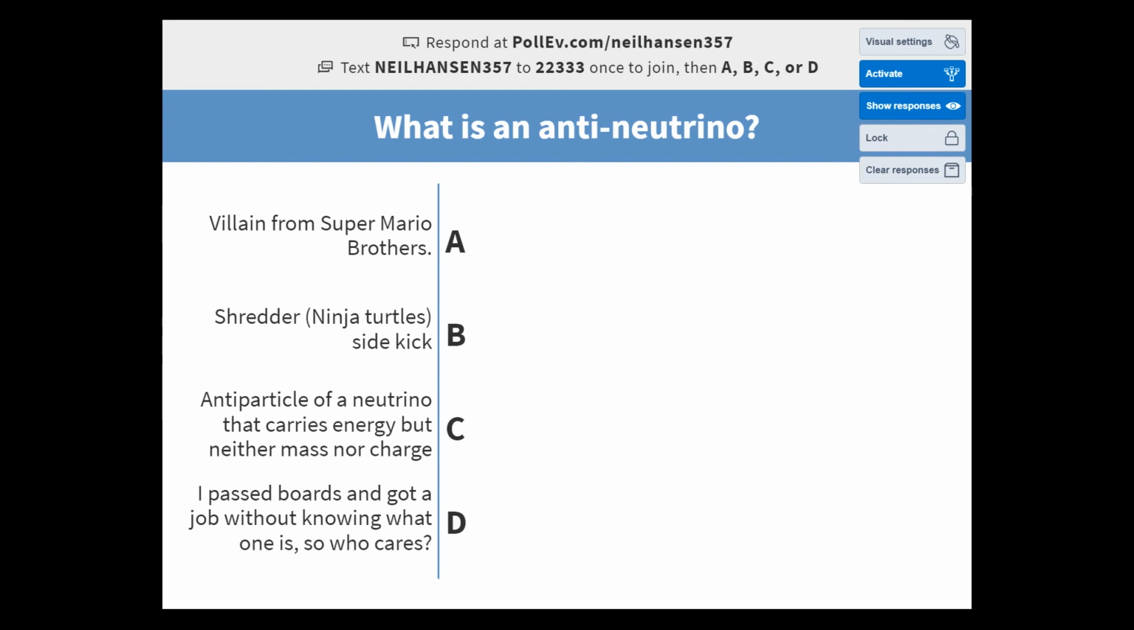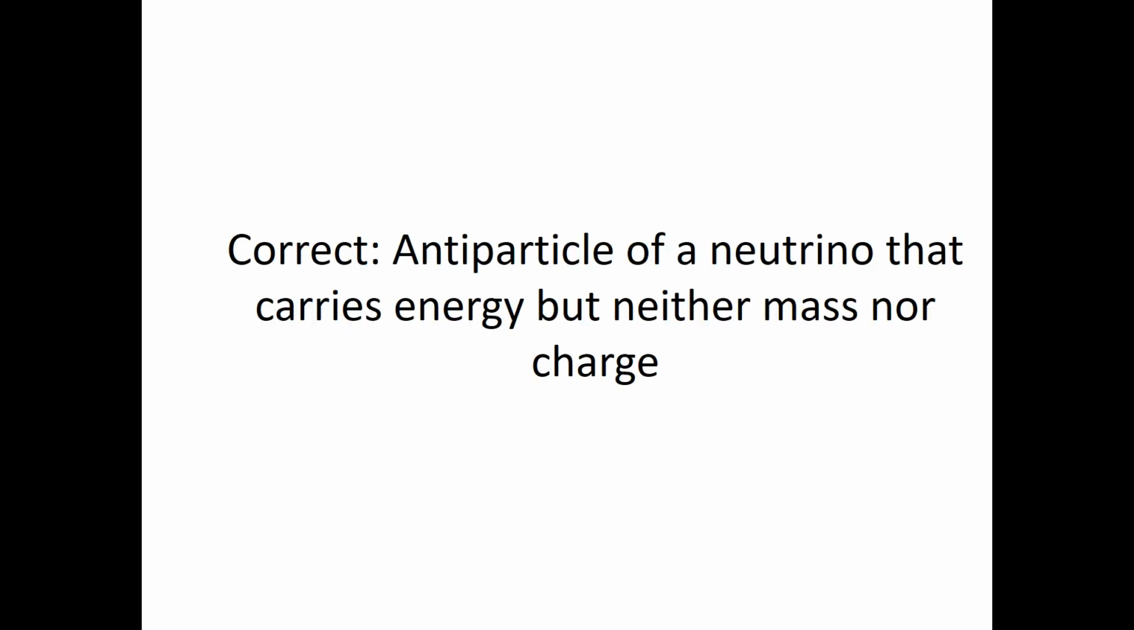But what is an antineutrino? It's just an antiparticle of a neutrino that carries energy but has neither mass nor charge. That is literally all I know about an antineutrino, and I'm a very successful diagnostic radiologist, so I don't think you need to know much more than that.